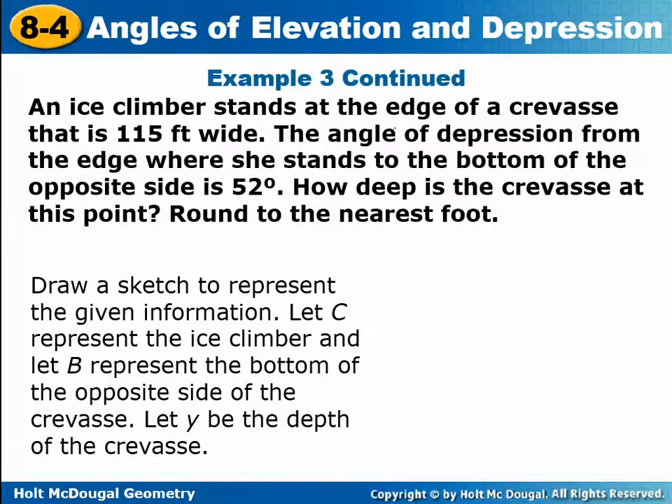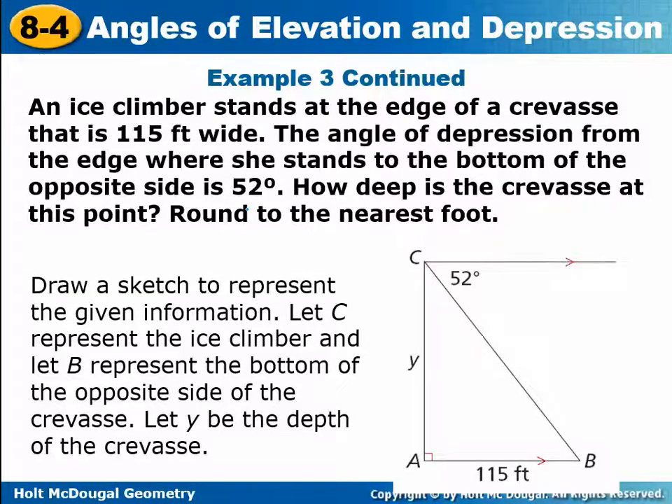All right, so here's another problem. We have an ice climber, and he's standing at the edge of a crevasse that is 115 feet wide. The angle of depression from the edge where she stands to the bottom of the opposite side is 52 degrees. So this time we're going to be using an angle of depression. How deep is the crevasse at this point? Round to the nearest foot. A crevasse is basically like a cliff or crack. So we need a picture.